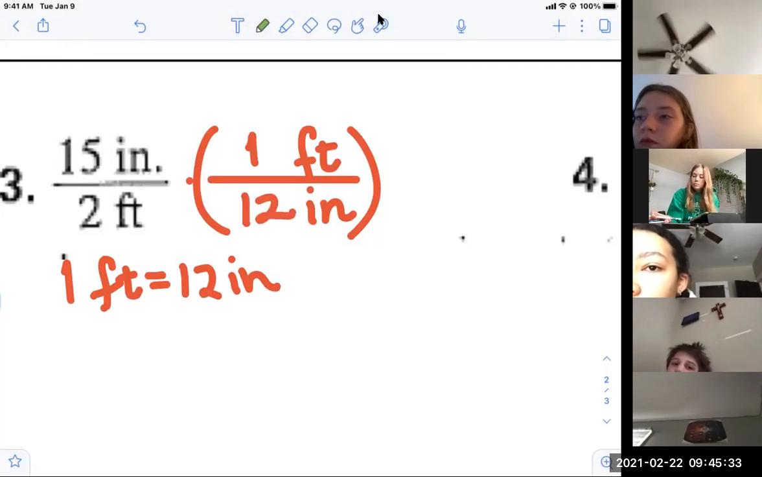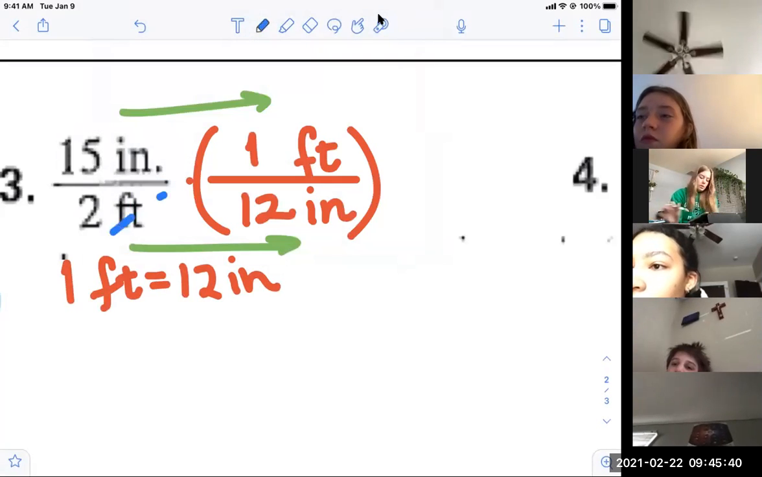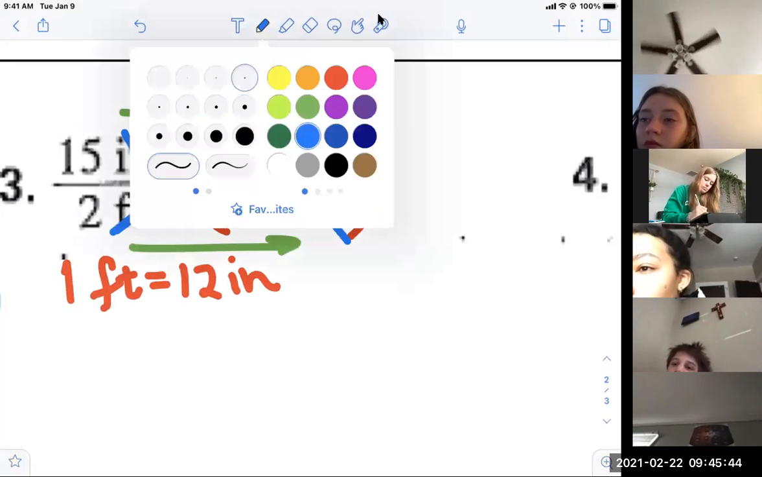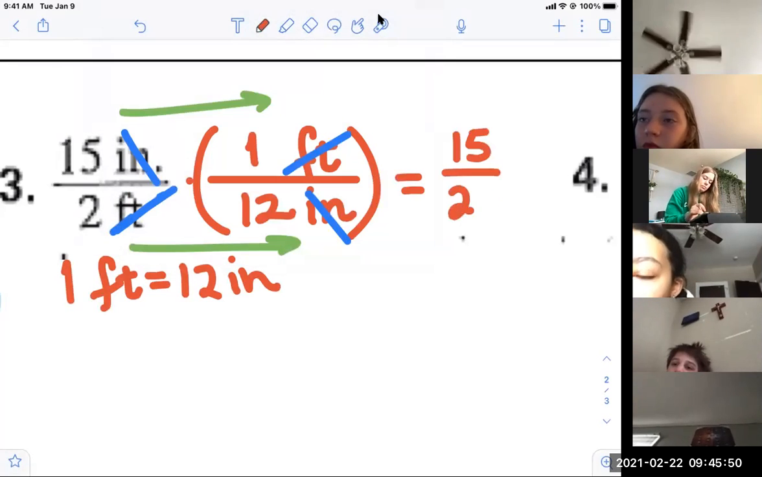Okay, we multiply that across the top and across the bottom here. And again, our feet will cancel because we have feet on the bottom and feet on the top. And then our inches will cancel. And multiplying it straight across, we're going to have 15 over 24. Okay, Izzy, go ahead and simplify that for me.